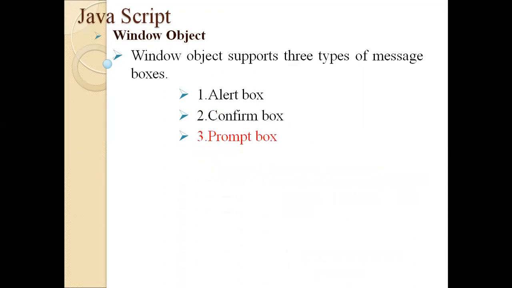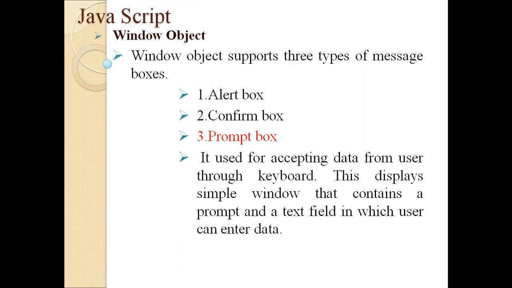And now we have to start from here. The third type of message that is supported by window object is the prompt message. Why we use this prompt message in JavaScript is that it is used to accept data from the user through keyboard. When we create a prompt box, we can provide some data, and the data will be carried to the program.